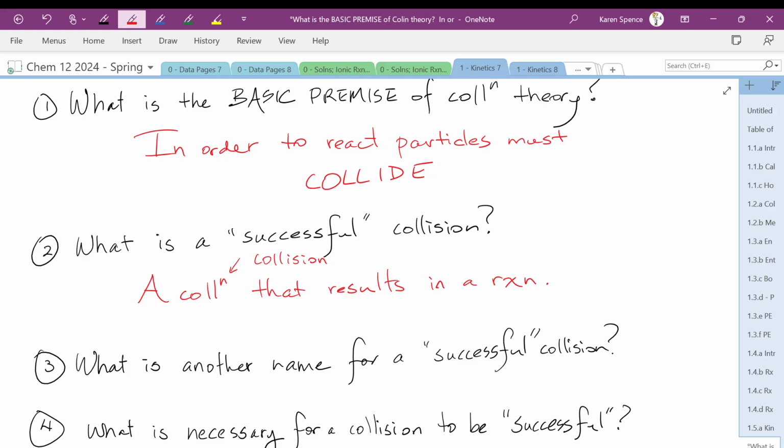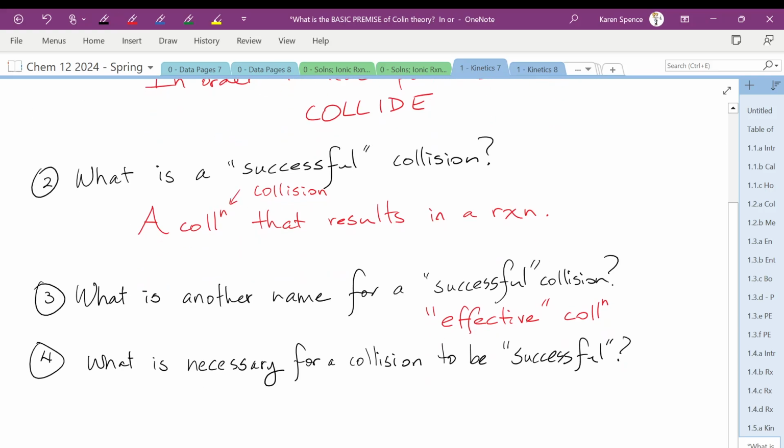What is another name for a successful collision? We could also call it an effective collision. In sodium chloride, there's one. We simply write the formula as NaCl, no subscript. And now we're going to get to those 2 things that are necessary for a collision to be successful.